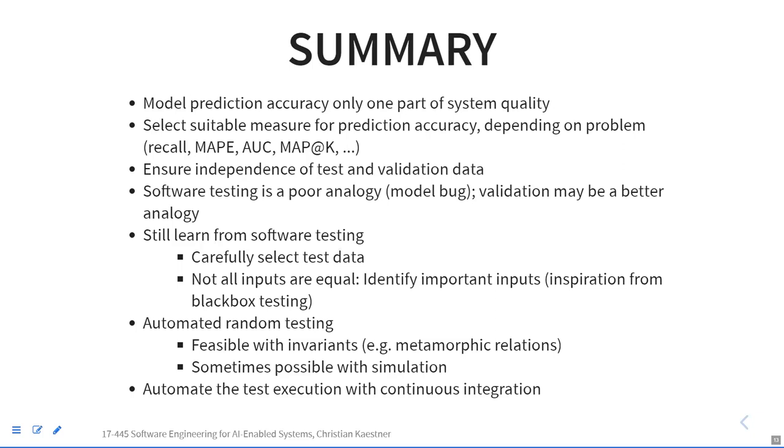So this is all that I wanted to talk about last time, which was thinking about kind of model quality, right? How can we assess just the quality of the model, not the entire system, not the pipeline? There's a lot of traditional accuracy metrics. Software testing is not the best analogy. It's maybe better if you think of validation sets, multiple of them as tests. But still, there's something that we can learn, I think, from software testing about carefully selecting test data. Not all inputs are equal, and thinking about invariants and continuous integration. Any questions?